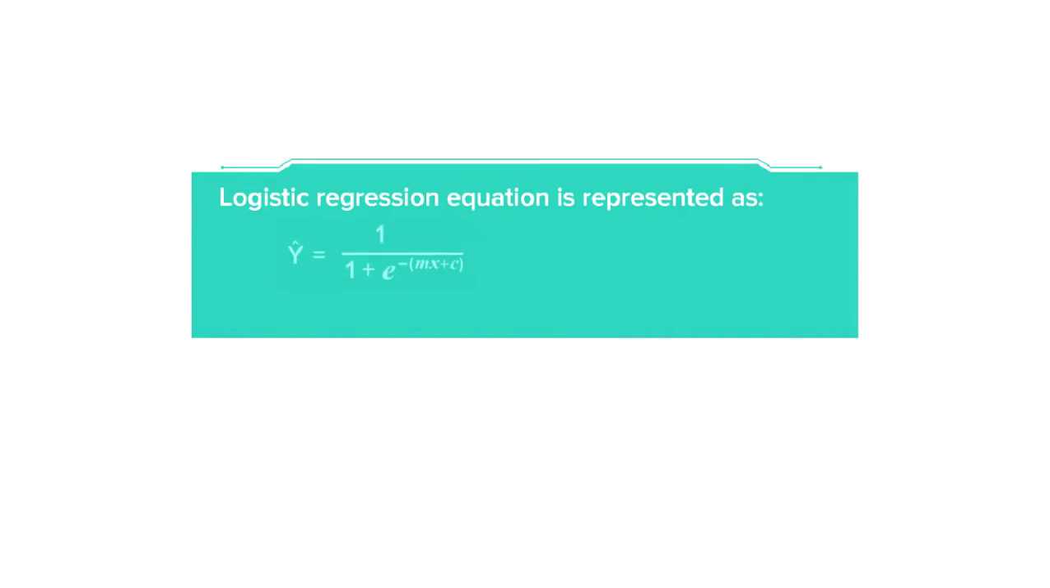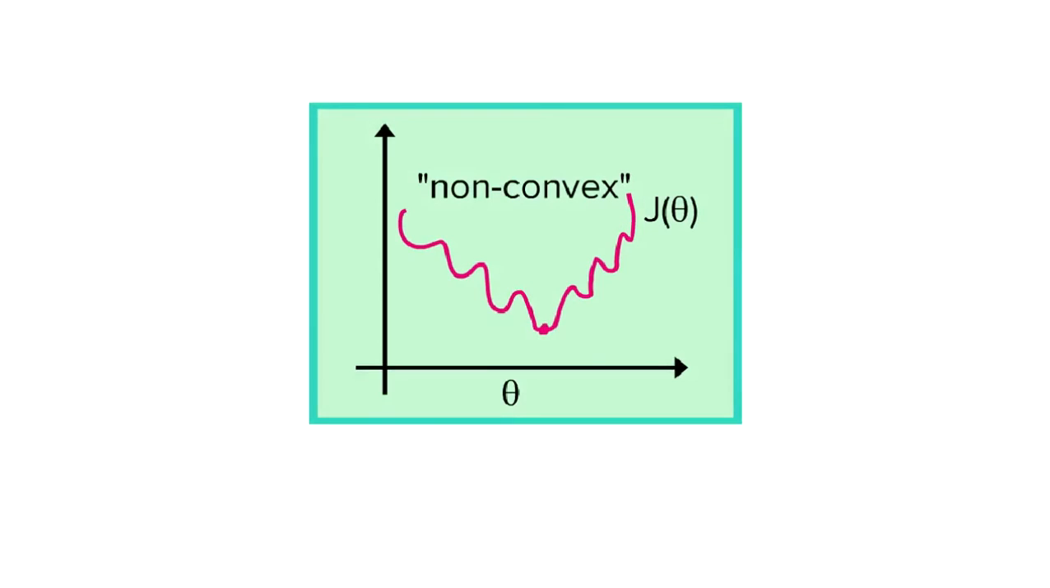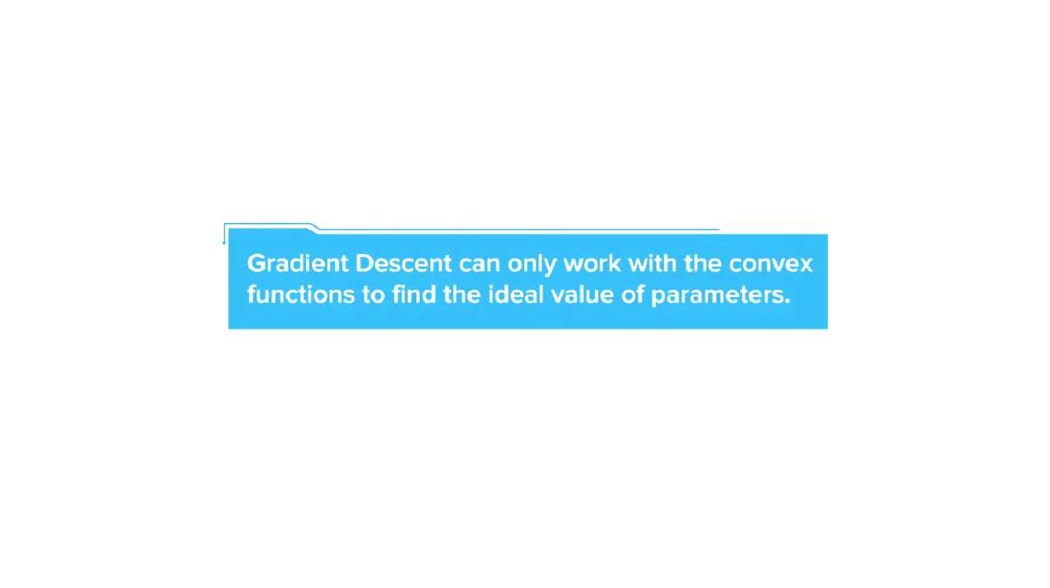Now we know that our logistic regression equation is represented as shown on the screen. As a result, when we use the cost function which we saw in the linear regression problem, we get a non-convex plot as shown on the screen. And as we already know, gradient descent can only work with convex functions to find the ideal value of parameters. Therefore, we need to find something else to use for cost function.